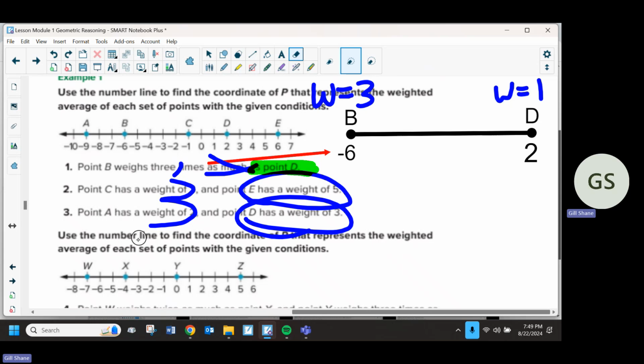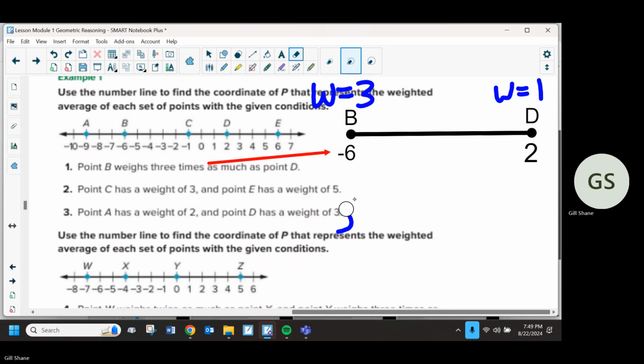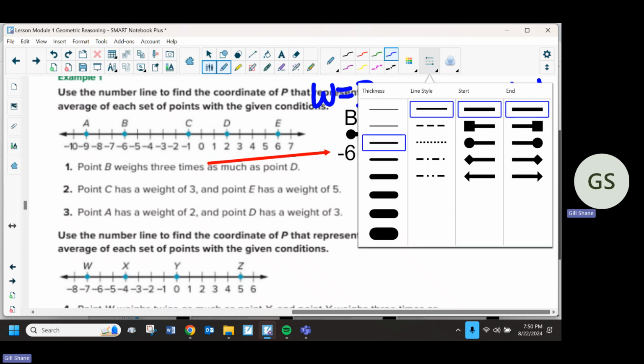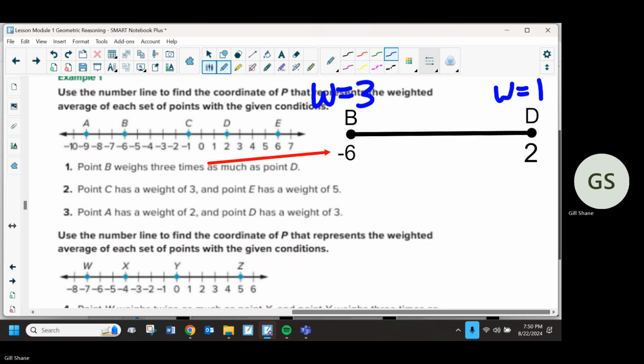So now that's the first step we said in the process. Step 1, write the weight of the point either under or above the point. So now we're on to step 2. Step 2, we said, was to circle the weight and the value on the number line.